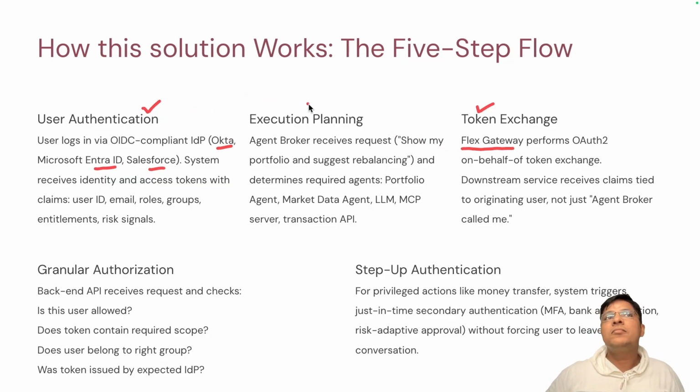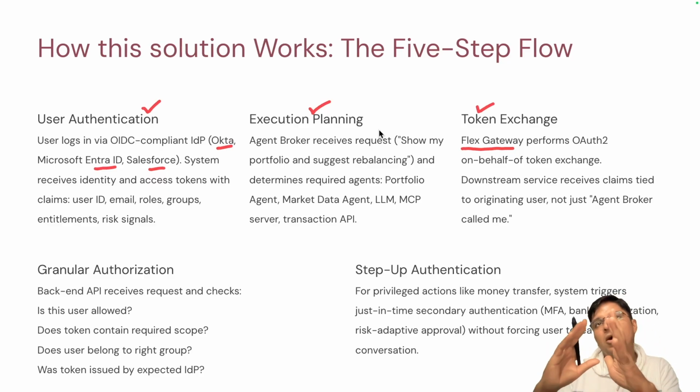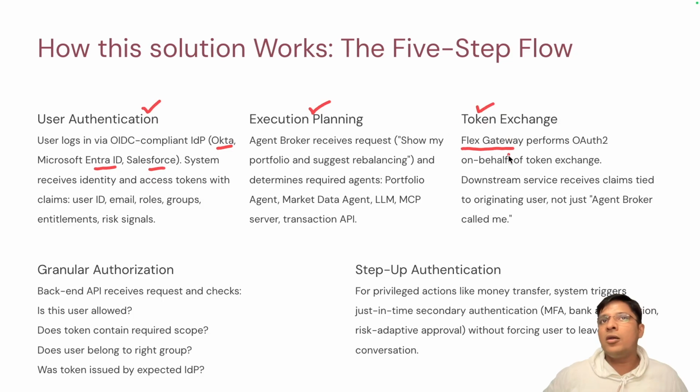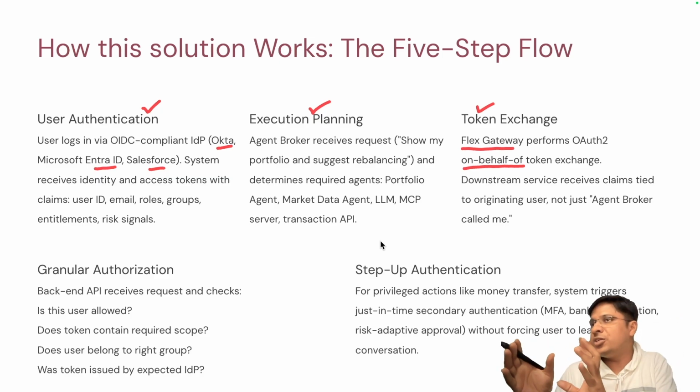Second step is execution planning. The broker will take the responsibility of planning the entire thing: which agent to call, which MCP to call, what LLM to use, what API to call. All this planning will be done by the broker. Once the broker receives the request, all planning will be done. Then token exchange, which I mentioned as the third step, where the token is called an OBO, on-behalf-of token, that will get exchanged between your IDP and your agent, and your IDP and your MCP server.